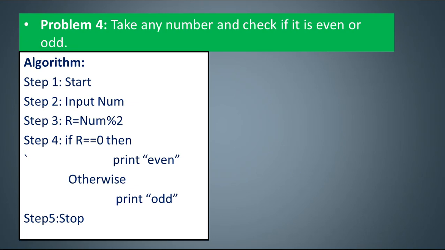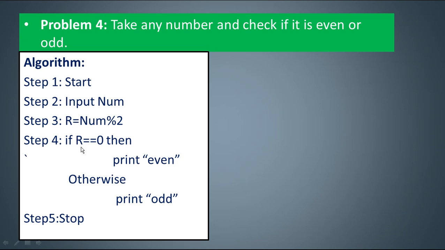In this case, some kind of decision making has to be done. Take a number and check if it is even or odd. In these kinds of questions, you will require one more shape, that is the decision box. Let us understand. So start, input n, what to do with the number? Find out the remainder by dividing the number by 2 and store the remainder in r.